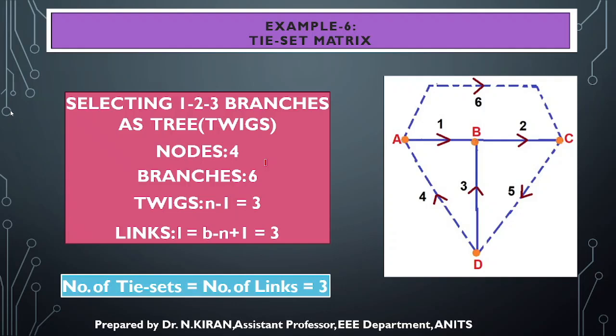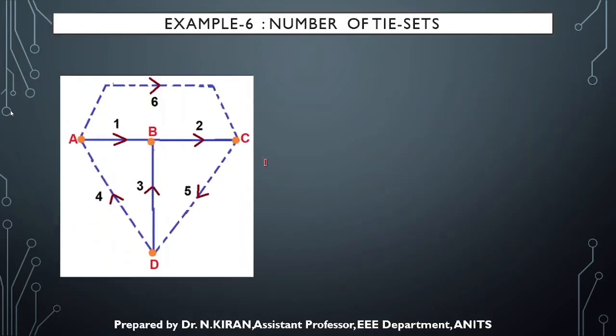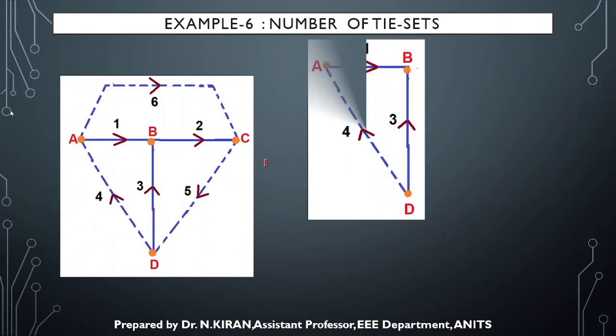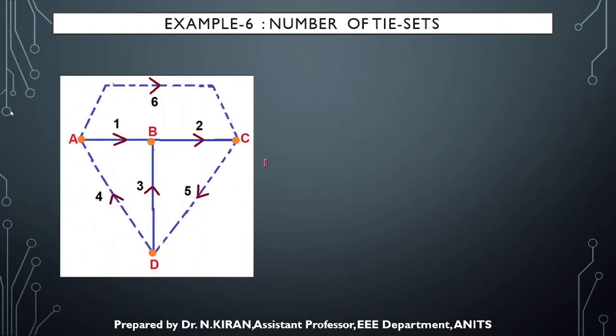Here, since I have 3 links, the number of tie sets will be 3. As I told you, while forming tie sets, a tie set should contain only one link, and it can contain any number of twigs. So be careful that it should have only one link. I'll consider one link at a time.